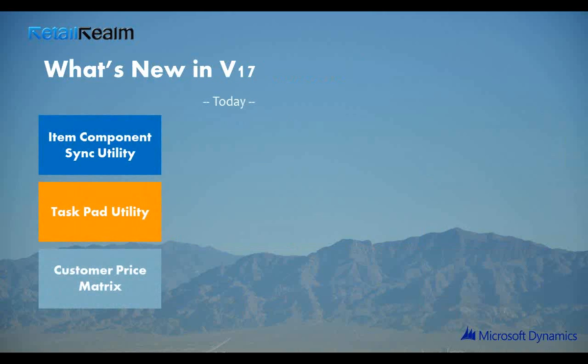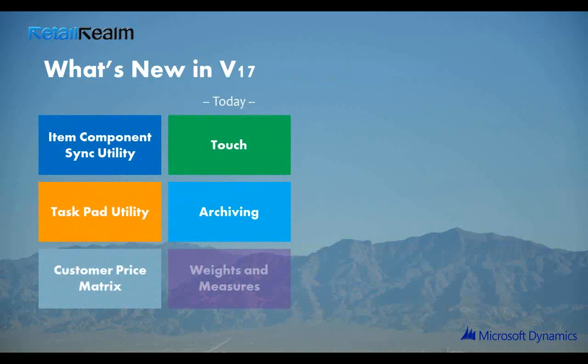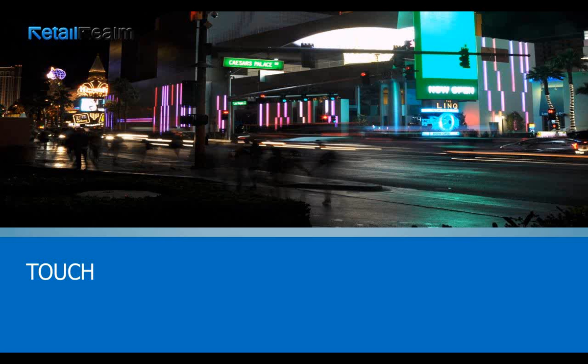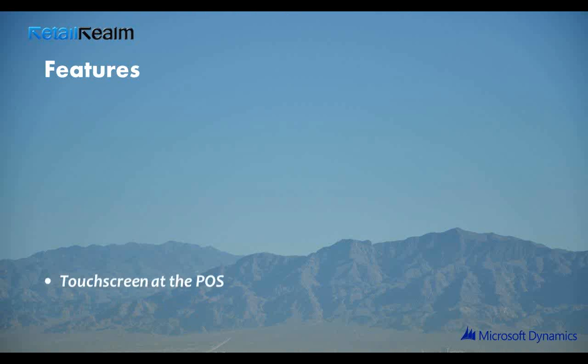So today we'll be looking at 3 of the bigger modules within the utility. We have the touch to go through. There will be a quick look at archiving, and towards the end we'll be looking at weights and measures. So to get started with our first module for today, which is the touch, or RR touch as we used to call it. Well, what is touch?